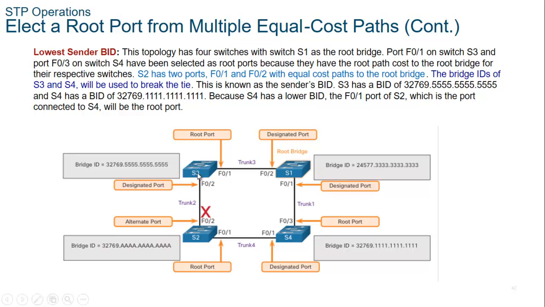The bridge ID or the BID of S3 and S4 will be used to break the tie. This is known as the sender's BID. So S3 has the BID of 32769 and then all 5s, and S4 has 32769 and then all 1s. So of course, S4 has the lower BID, and then this port in S2 will be elected as the root port.